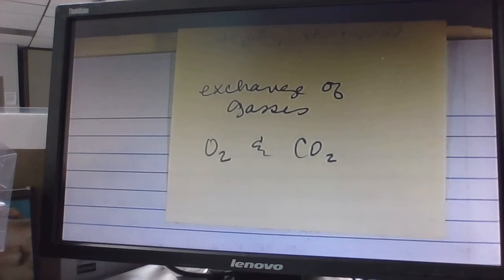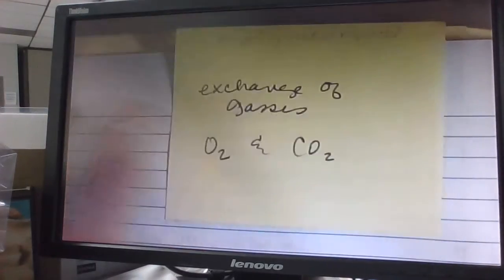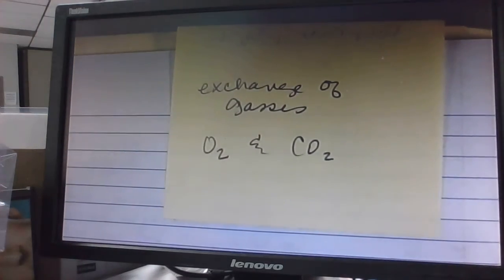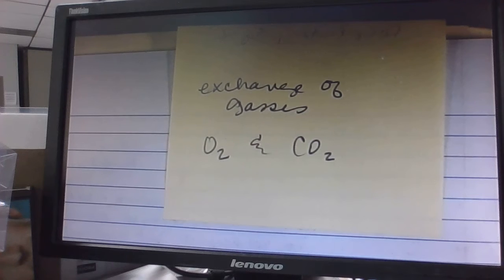So the function of the respiratory system, and I've got respiratory system on that side, and it doesn't say function up there, but it should. Function of the respiratory system is just the exchange of gases. We need to get in oxygen, we need to get rid of carbon dioxide.